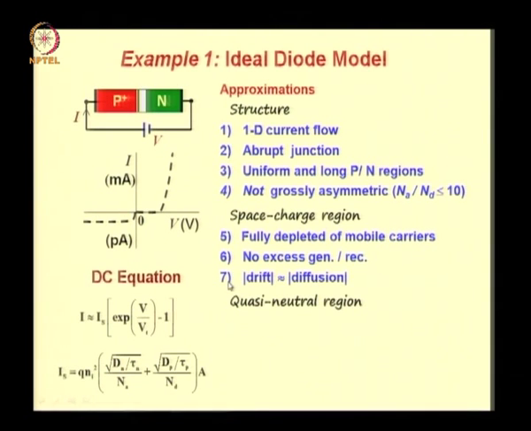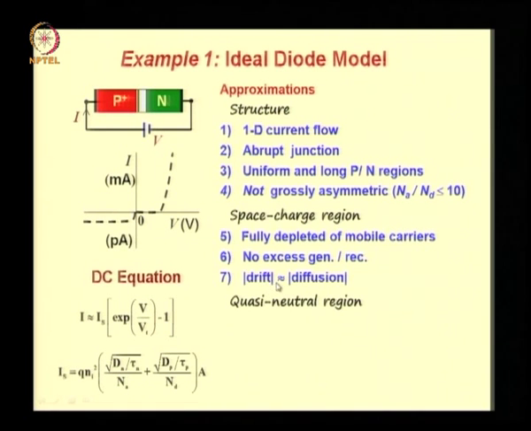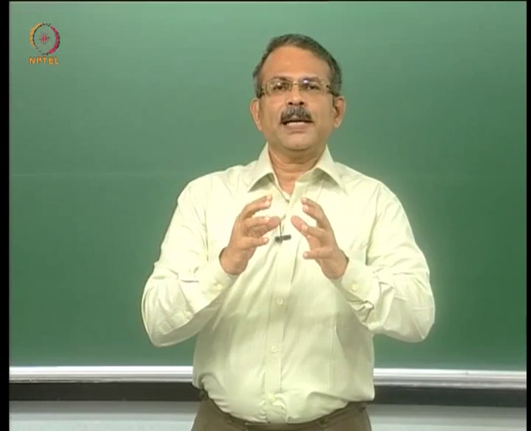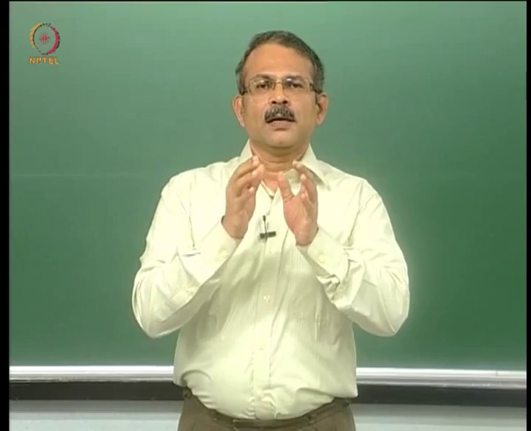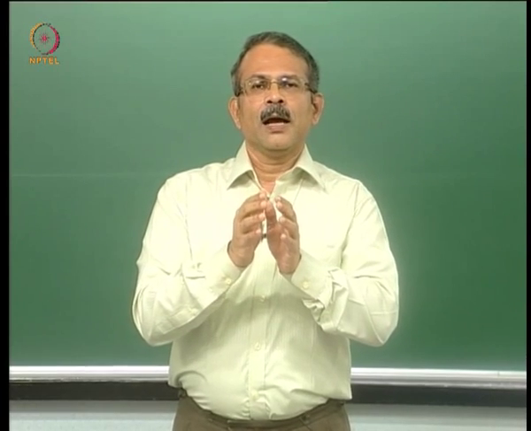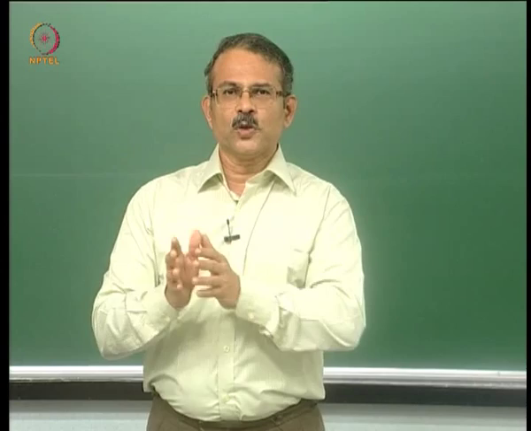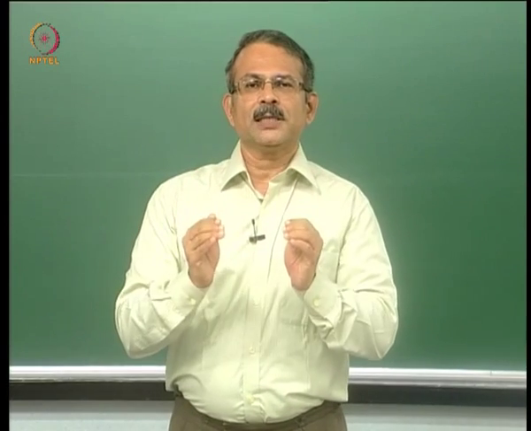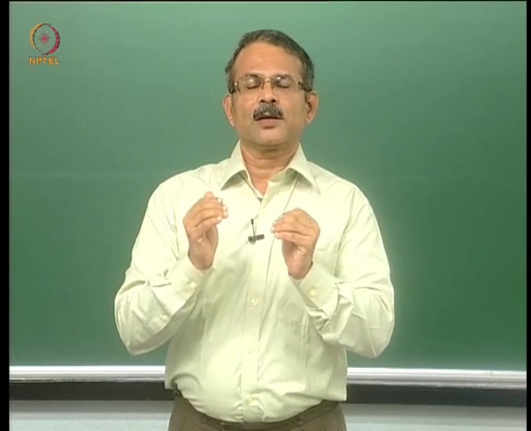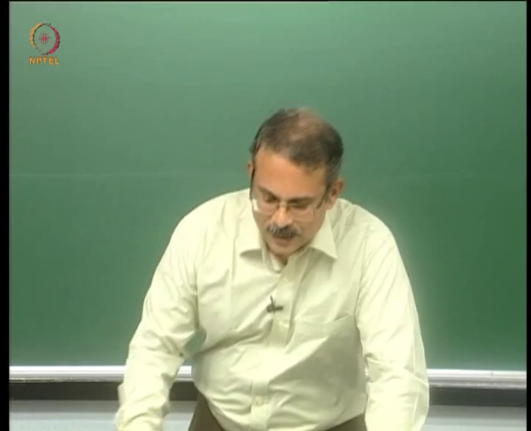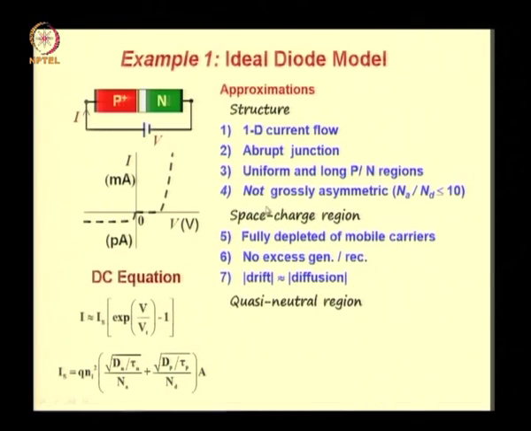A very important approximation that leads to exponential relation of the current with respect to the voltage is the fact that the drift current is assumed to be approximately equal to the diffusion current in magnitude. Now, this approximate equality can also be stated in another form, namely that the magnitude of the drift and the magnitude of the diffusion currents are much larger than the difference between them. It is the difference between drift and diffusion that contribute to the total current. The drift and diffusion in the space charge region, this is very important.